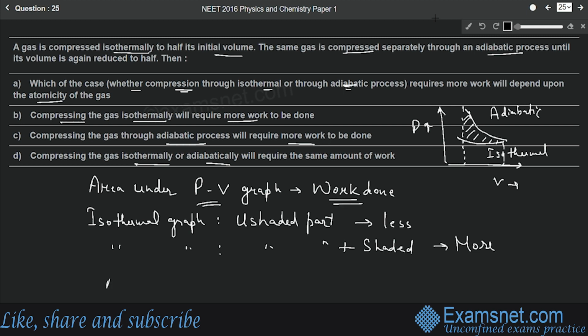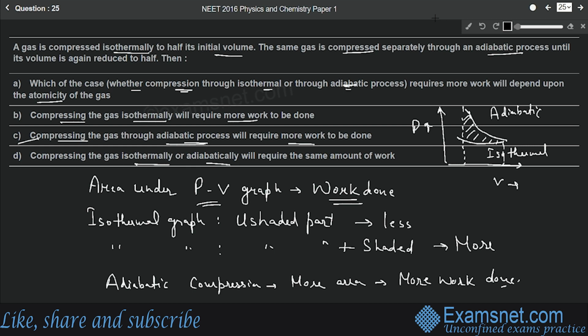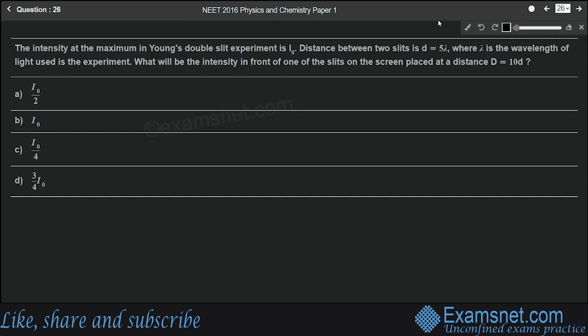So for adiabatic compression, more area means more work is required to be done. More work done. So which option should be the correct one? Option number C, compressing the gas through adiabatic process will require more work to be done. Okay, option C is the correct answer.